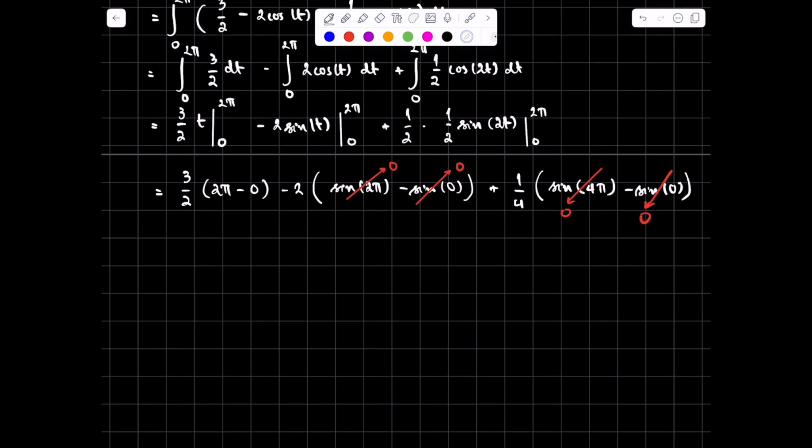Therefore, you're left with just 3/2 times 2 pi, or 3 pi for that matter. And the unit in this case, of course, is unit squared because you calculate the area under the curve.